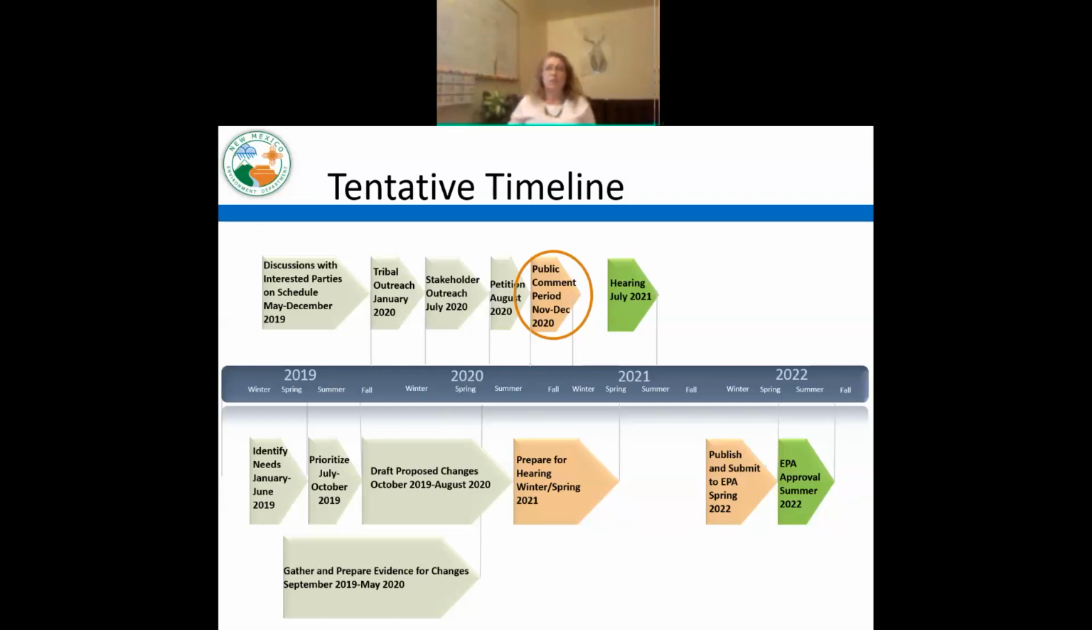So as we discussed in the previous slide, if the hearing and deliberations were to proceed without incident, the department could, in theory, publish the amended rule and submit to EPA the spring of 2022 with a potential approval by EPA for the summer of that same year.